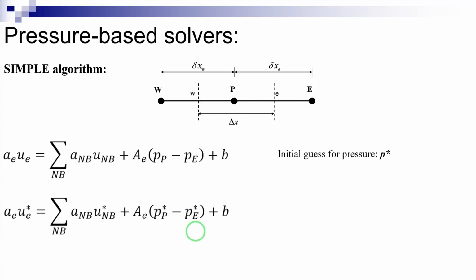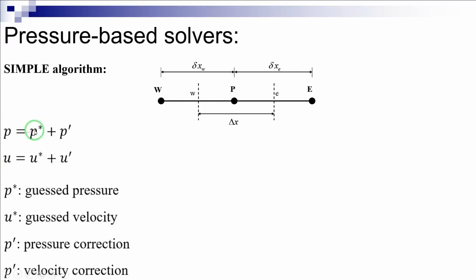Here we are going to try to improve the guessed pressure field in order to obtain a velocity field which satisfies the continuity equation. Therefore, we use the following equations to correct the pressure and velocity fields. P asterisk and U asterisk are the guessed or previous pressure and velocity fields, while P prime and U prime are the pressure and velocity corrections respectively. So we show the correction made in the velocity by means of the pressure correction as U prime.